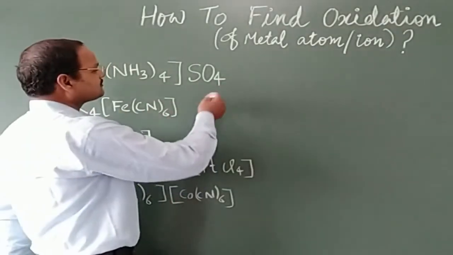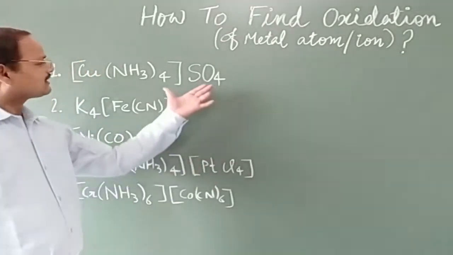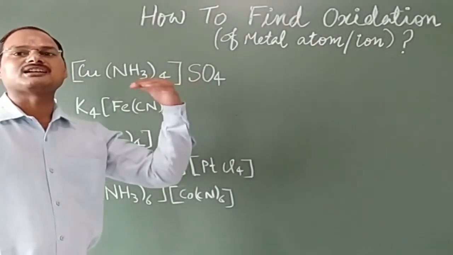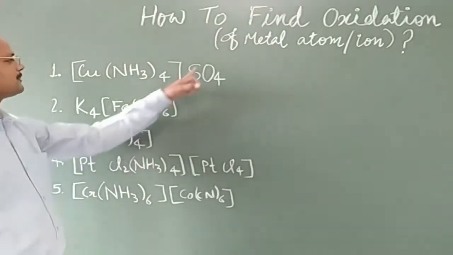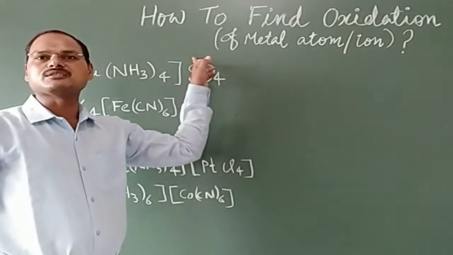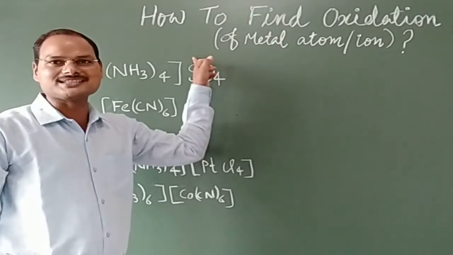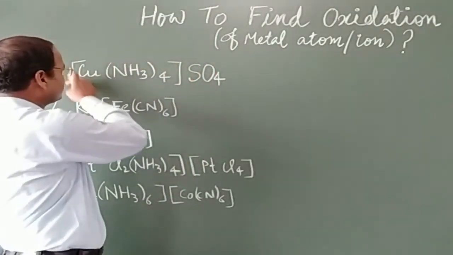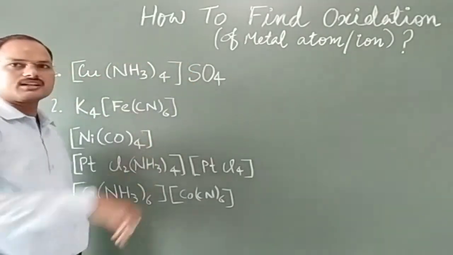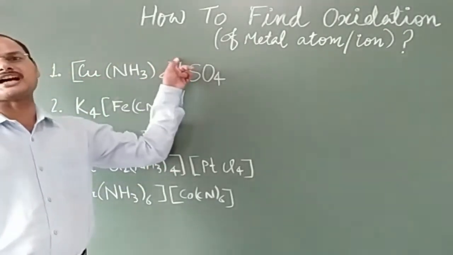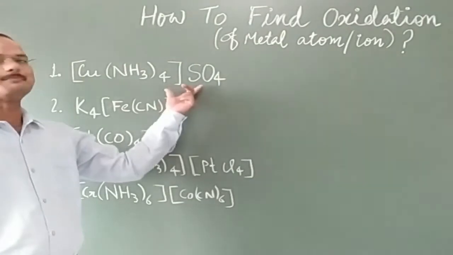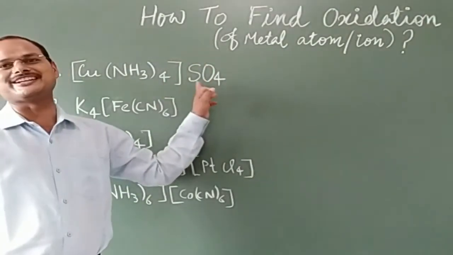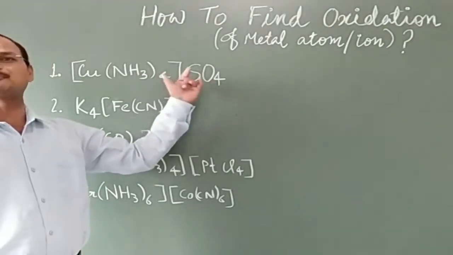Now to write the name, we just need to know the oxidation states or valency of the other ions. For example, here this sulfate ion has -2 valency. It means the other will be a +2 ion, meaning this coordination or complex ion has +2 charge. Why? Because overall this compound is neutral. If 2 negative charge is on sulfate, the opposite charge will be on the opposite ion.